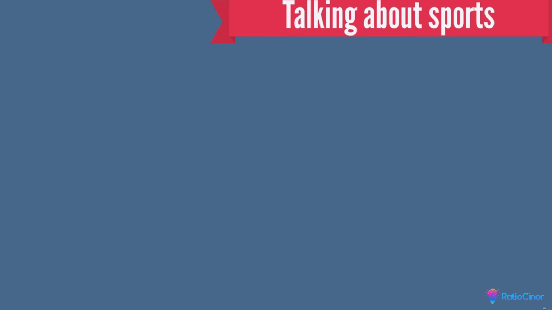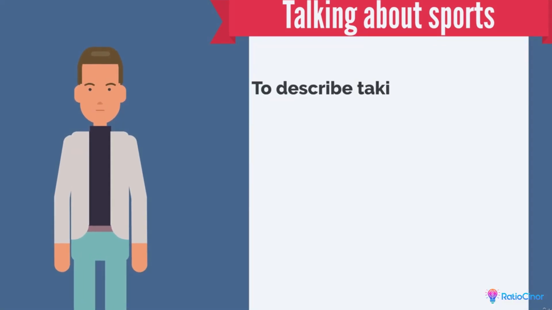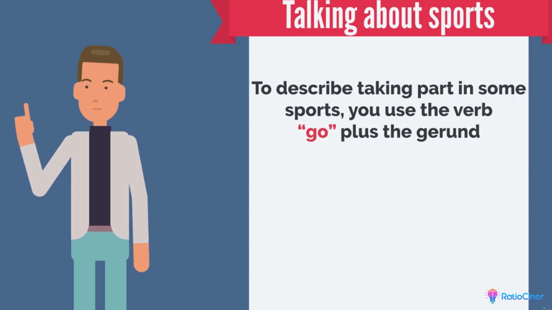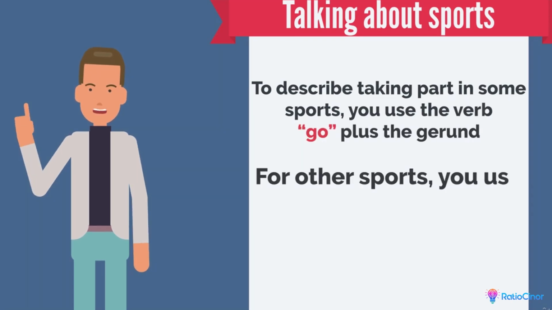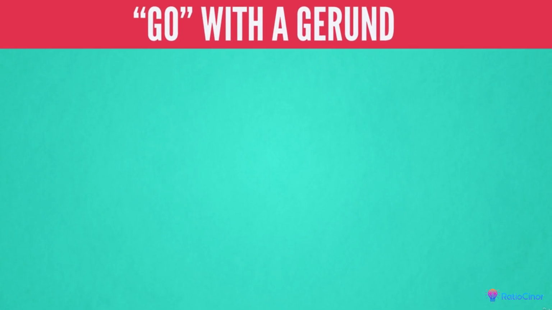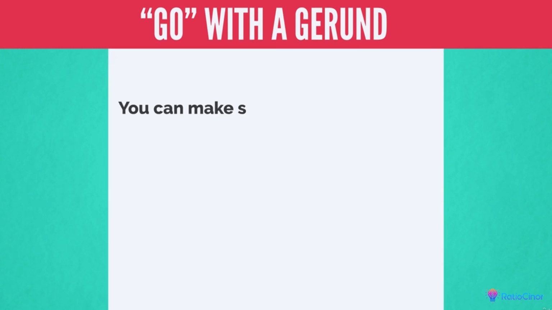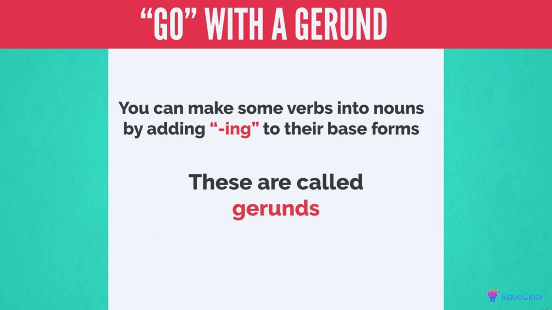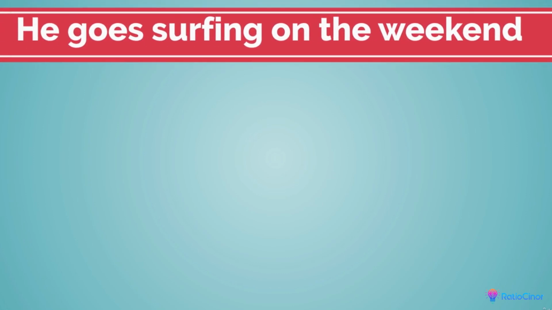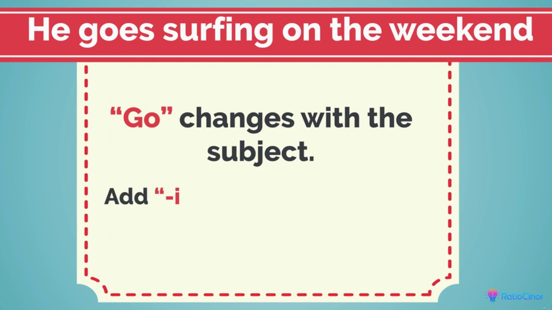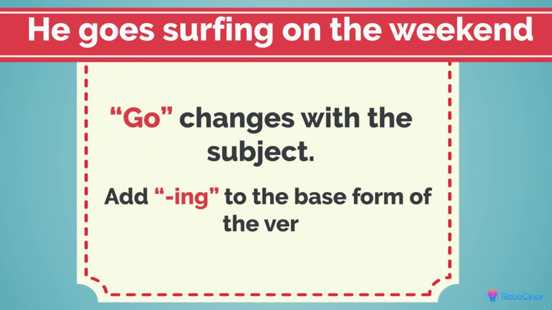Talking about sports. To describe taking part in some sports, you use the verb go plus the gerund. For other sports, you use play plus the noun. Go with a gerund. You can make some verbs into nouns by adding ing to their base forms. These are called gerunds. He goes surfing on the weekend. Go changes with the subject. Add ing to the base form of the verb.